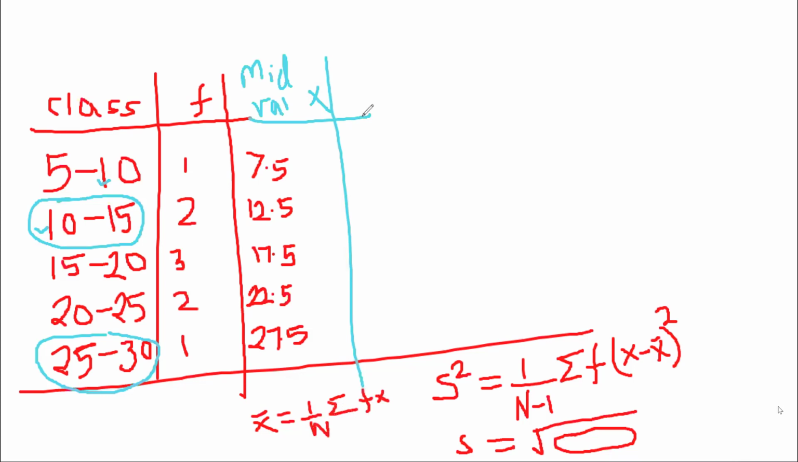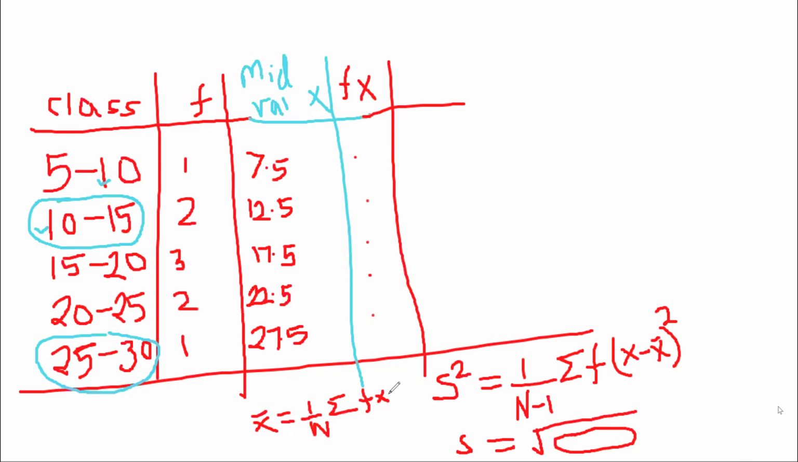So now you need the next column for fx. f means frequency, x means observation, here the mid values. So 7.5 into 1, that is 7.5, right here 7.5. You go on doing 12.5 into 2, that is 25, right here 25. 17.5 into 3, right here, okay.